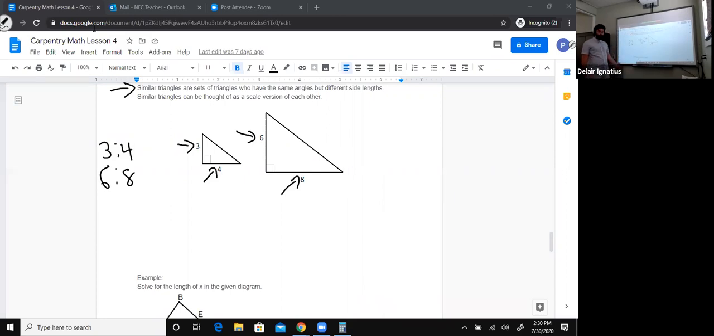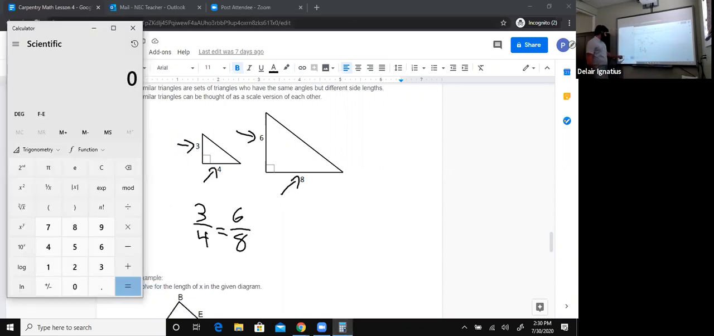So how can I confirm that these are the same internal angles? Well, I said a minute ago, if you have similar triangles, their side lengths must be proportional. The ratio of their side lengths must be proportional. That means 3 divided by 4 must be equal to 6 divided by 8. Okay, can we see if this is true? Yeah, we can. 3 divided by 4, 0.75. 6 divided by 8, 0.75. Right?